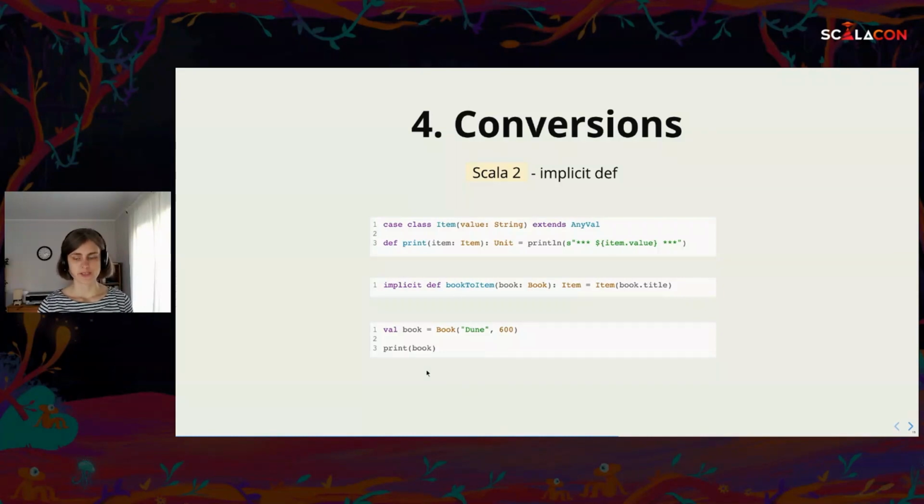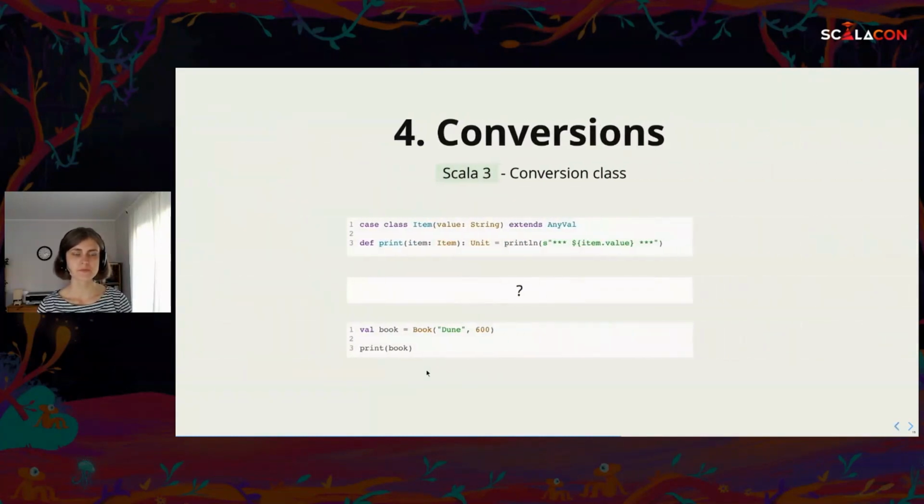And how is it different in Scala 3? The code here is the same. We want to achieve the same thing, but we have a conversion. So we use the given, as we already know, but we also have a special class. It's a Scala.conversion class parameterized by two types, source and target. So in our case, book and item. And it has one method that you need to implement. And this is the apply method. So here is our definition. And this way we can treat books as items.